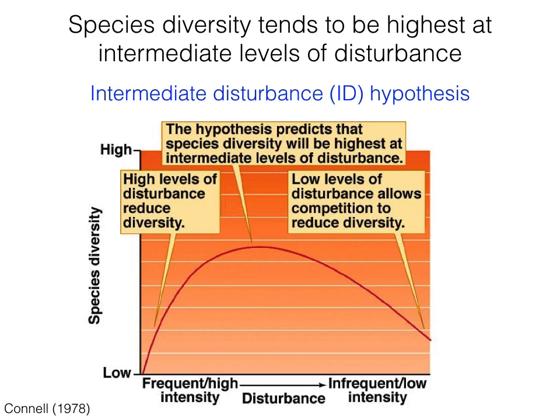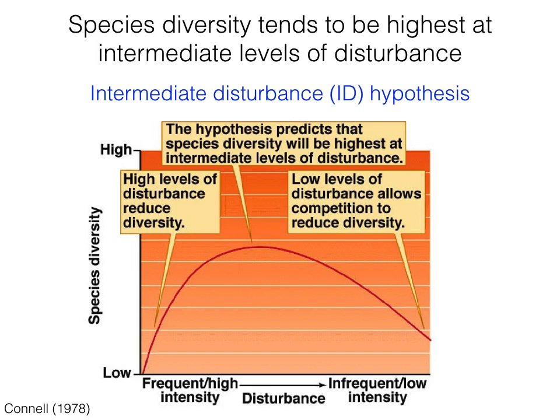At the other end of the continuum, species diversity is reduced because of the effect of competition, where competitively dominant species tend to displace other less competitive species. This is referred to as the intermediate disturbance hypothesis, or for short, the ID hypothesis.